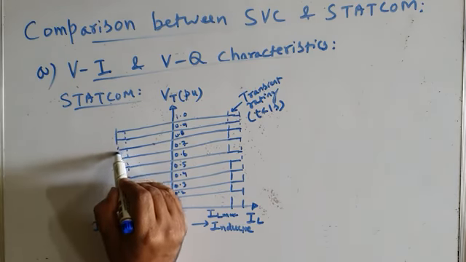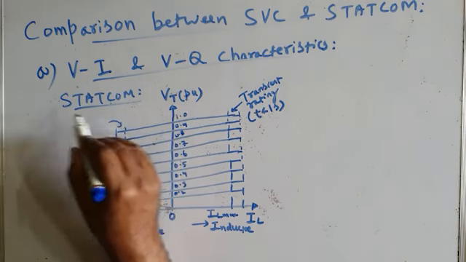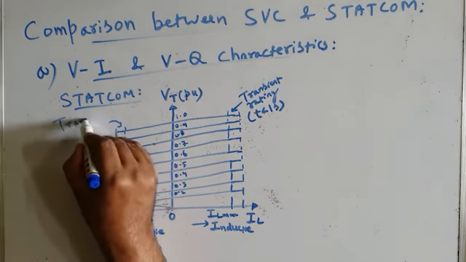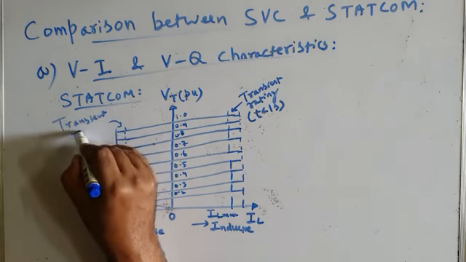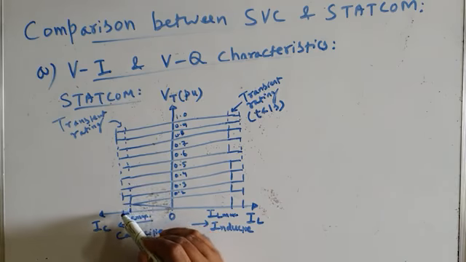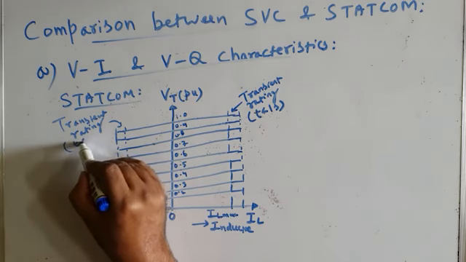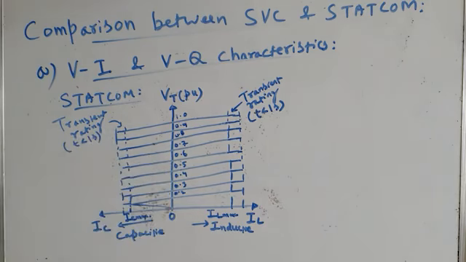Similarly, in the capacitive region also, it has some transient rating. I should write here transient rating. That means in the capacitive region of operation, the STATCOM can draw capacitive current slightly more than IC max for a very small period of time, t less than 1 second. Fine. So this is the VI characteristic of a STATCOM.